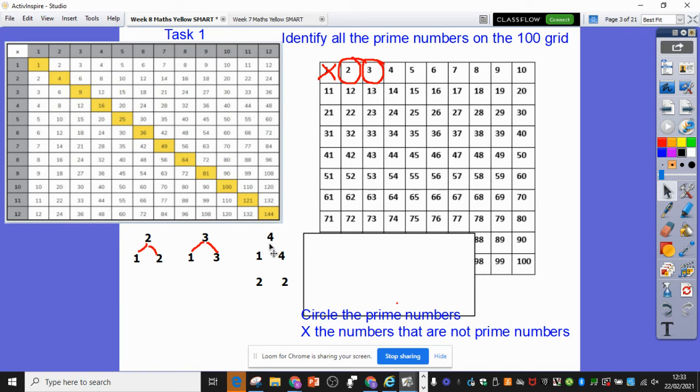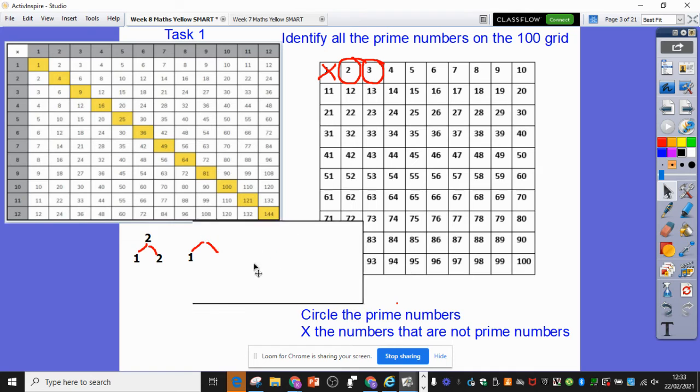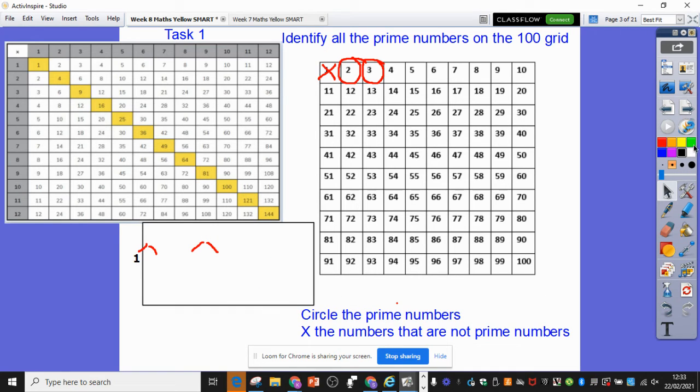So here, working systematically, I've gone 1 times 4 is 4. Then I go down here. 2 times 2 is 4. So 4 is not a prime number. So let's cross this one out.